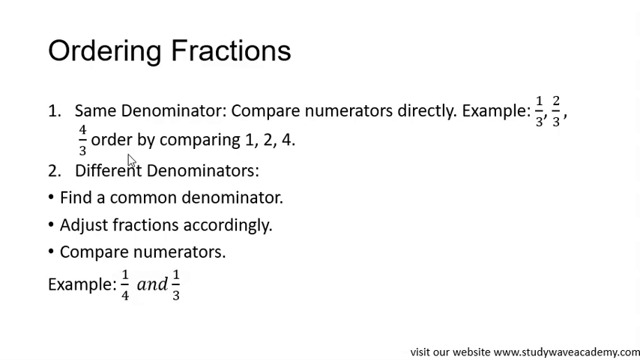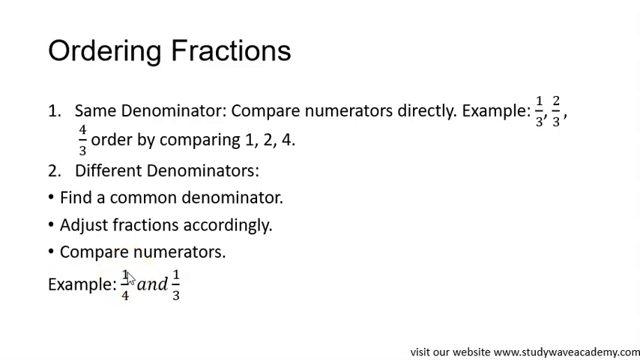Then, ordering fractions with different denominators, you find a common denominator, adjust fractions accordingly, then compare numerators. Okay, that is how you do it. Do you understand? When ordering fractions with different denominators, you choose a number both denominators can go into. Make each fraction have the chosen common denominator. Then you look at the numerators and arrange from the least to the greatest or from the greatest to the least, okay? Do you understand that?